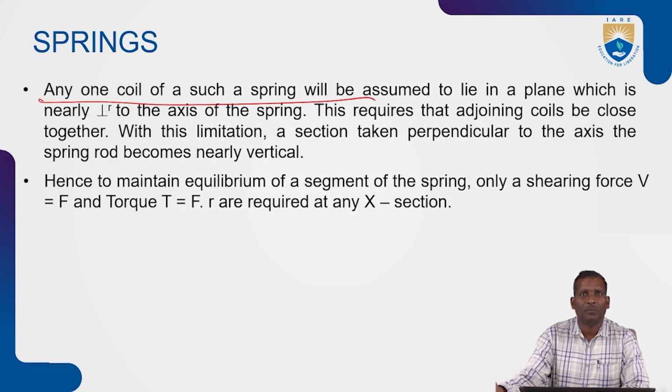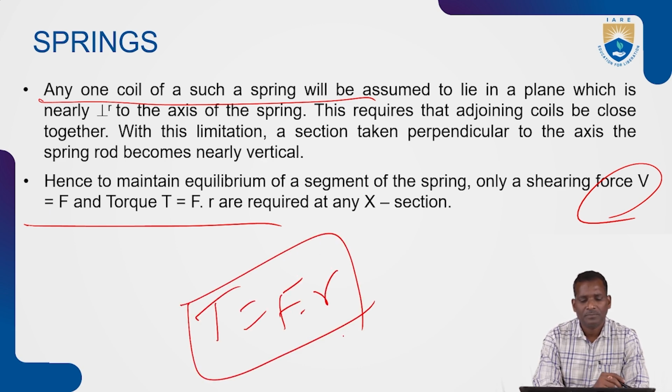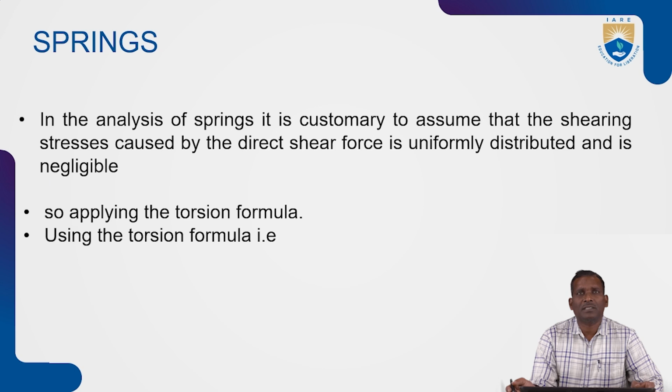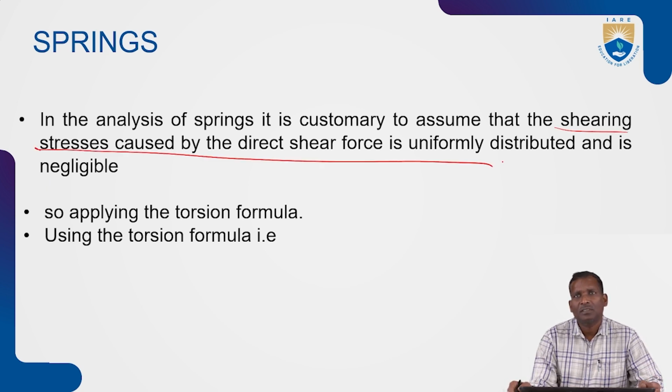Hence, to maintain equilibrium of a segment of the spring, only a shearing force V equal to F, and a torque T equal to force multiplied with R, are required at any section. In the analysis of springs, it is customary to assume that the shearing stress caused by the direct shear force is uniformly distributed throughout the spring, so you can neglect it. The shear stress caused by the torsion, that is the twisting moment, will be considered.